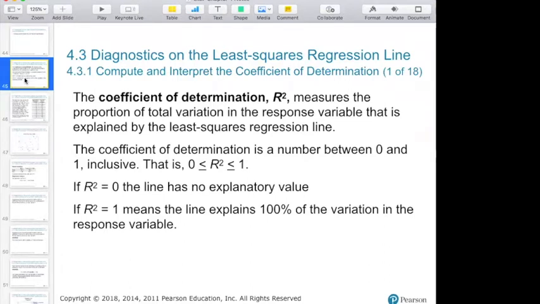If R squared is equal to 0, the line has no explanatory value. So one variable does not explain the other variable at all. If R squared is equal to 1, it means the line explains 100% of the variation in response because there's not any variation. Remember, if it's 1, then every point matches up perfectly with our line. So if you square 1 and get 1, then all of the variation is explained. It's a perfect line.